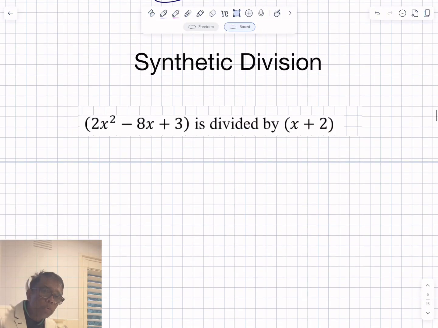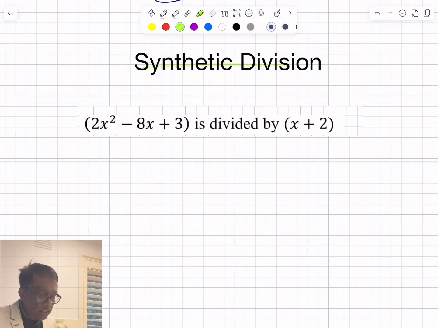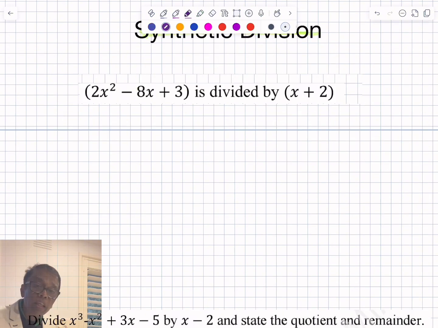Now let's go to synthetic division. Let's see what synthetic division is. Synthetic division is a shorter method. We can replace the long division by synthetic division. Let's see what it is. Here, the first step, you have to write down, this is the same example that we discussed earlier. We have to write down the coefficients of the given polynomial.